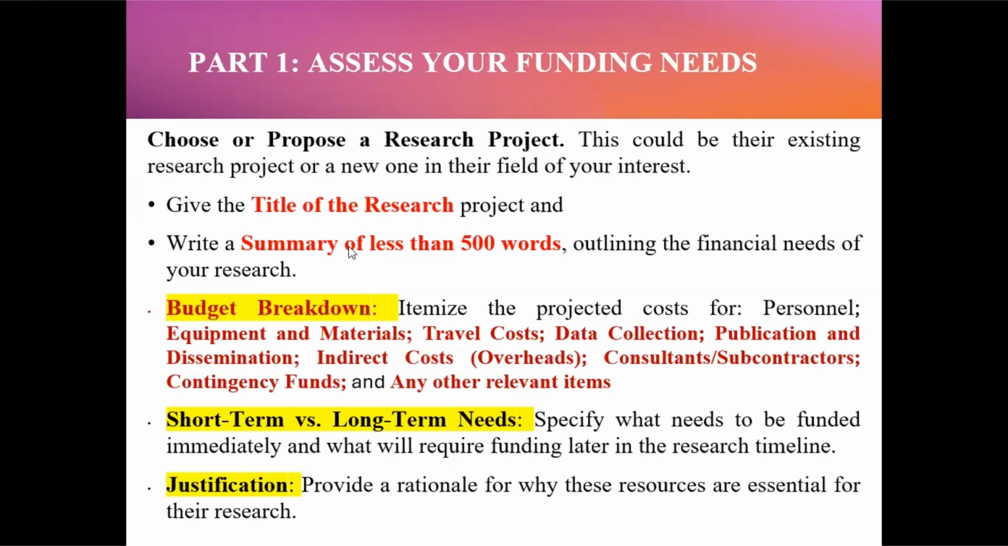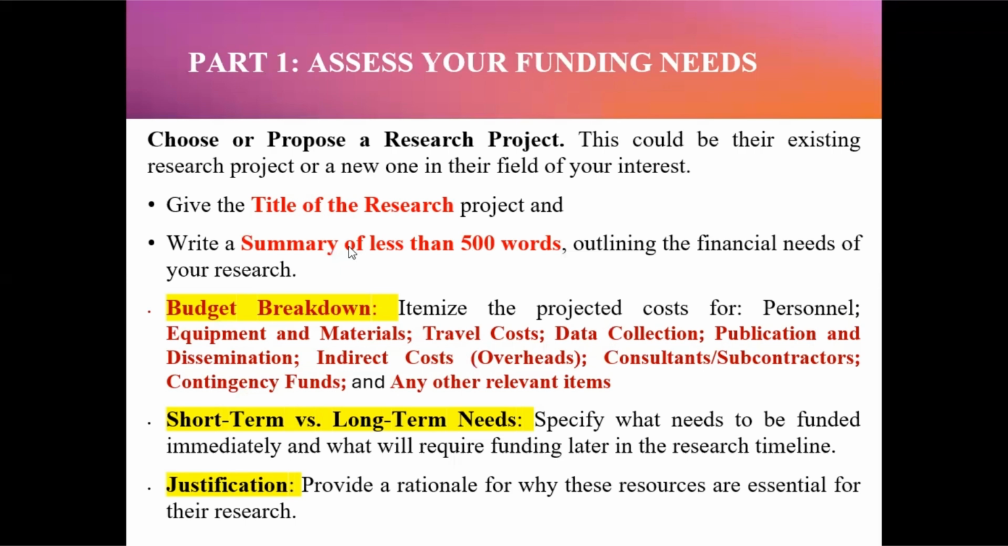in previous practical works. And then they will also, in this part of the assignment, be giving a budget breakdown. They have to itemize the projected cost for personnel, equipment and materials, travel costs, data collection, publications and dissemination, direct costs or overheads. If they are going to use consultants and subcontractors, they need to indicate, and then the contingency funds and any other relevant items. And then here, they also would specify what needs to be funded immediately and what will require funding later in the research time. And then they also have to give a justification to provide a rationale for why these resources are essential for their research.